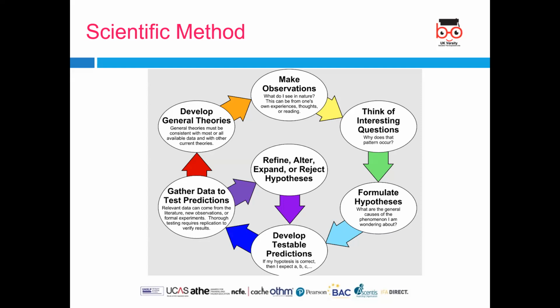Then based on the hypothesis, you generate theories which are consistent with most of the available data. For example, if you get a positive result for the hypothesis that people who sleep more than 7 hours experience less fatigue, you develop general theories on that, and then you make observations. Again, the cycle continues. For example, if you see people who are sleeping for 8 hours still experiencing fatigue, you again think of interesting questions and formulate hypotheses. So this is the general life cycle of how hypothesis testing is carried out using the scientific method.